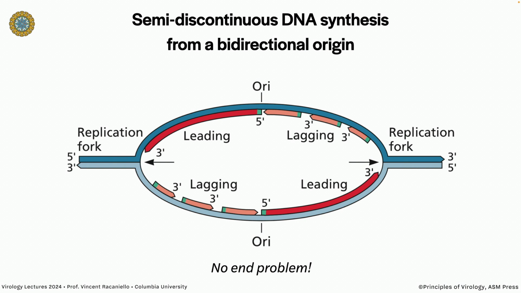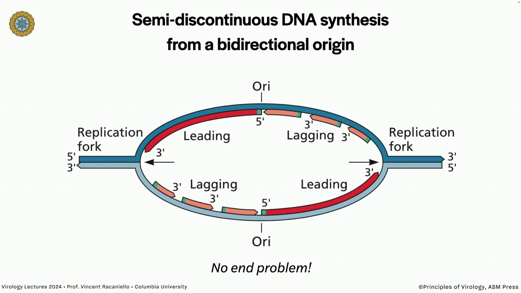And eventually those RNAs are removed, and then you can fill in the gaps with the DNA polymerase, so there's no end problem. Because there is no end on a circular DNA. That's the solution to having an end problem, is not to have any ends. And our DNAs are not circular, so we have end problems that are solved by telomerases, which we'll talk about later.